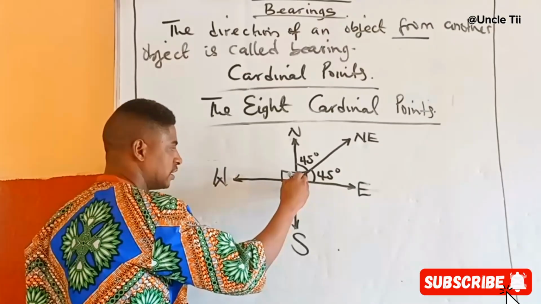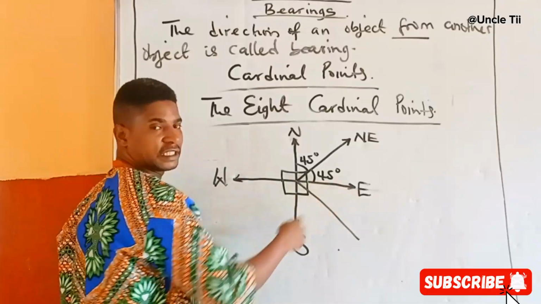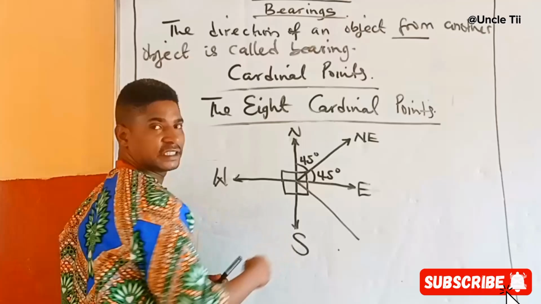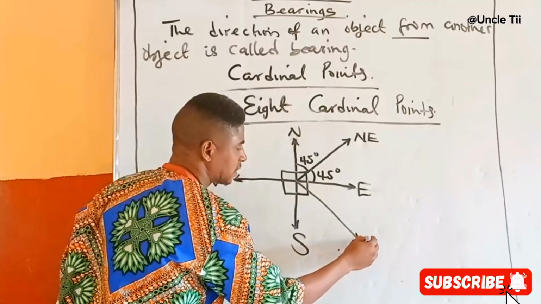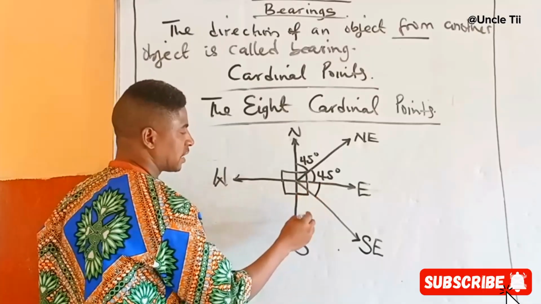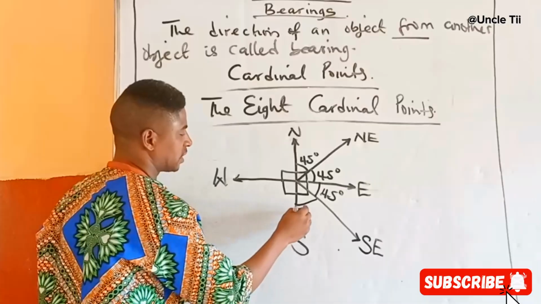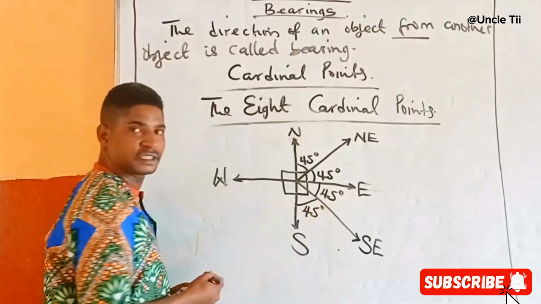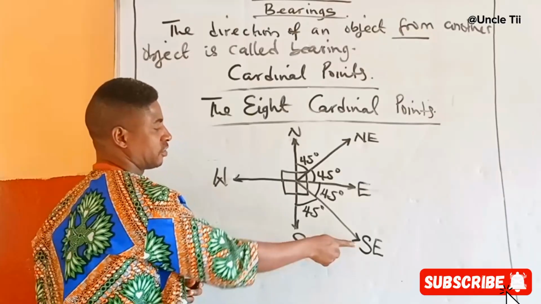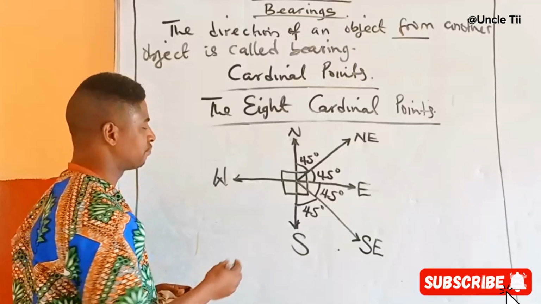The next one is the exact division of the south and the east. It is the bisection of the angle between the south and the east. It is known as southeast. Between the southeast and the east is another 45 degrees, and between the south and the southeast is 45 degrees, while the southeast is the exact bisection of the space between the south and the east.